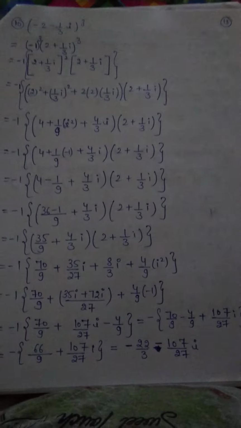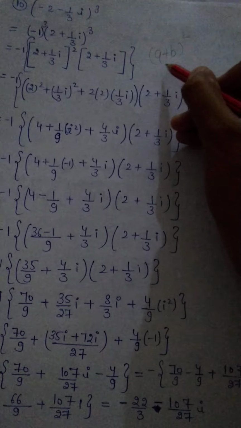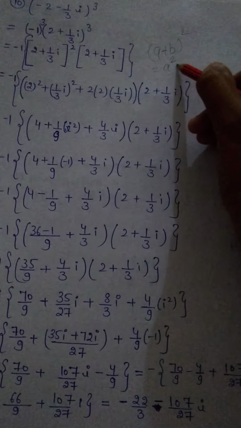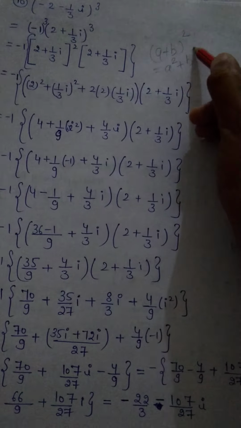Now, children, minus 3 whole bracket, this 2, when I open the square, 2 square plus (1 by 3 iota) whole square plus 2ab. You know the formula, children, I think you all know this formula. (a plus b) whole square is equal to a square plus b square plus 2ab. Using this identity only, I have opened and I have got this. When I have opened this, I will again multiply, show the multiplication of this by this.